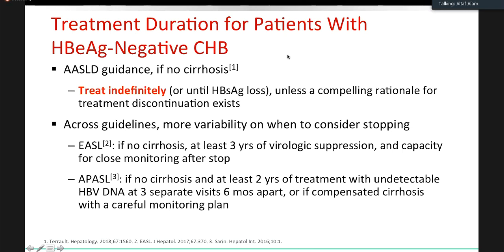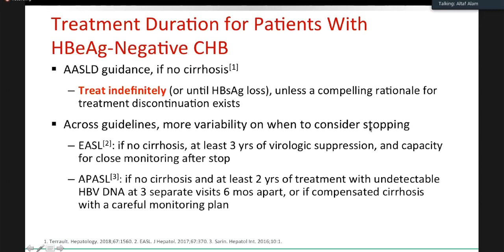What about E antigen negative chronic hepatitis B? In cirrhosis, once again, lifelong, long-term treatment. No cirrhosis, treat indefinitely. For all practical purposes, treat indefinitely, unless a compelling rationale for treatment discontinuation exists. Why do I say that? Because if you stop therapy, these patients require follow-up every month for 6 months with very expensive tests. And unless your patient can do that, there is no point in stopping therapy in E antigen negative patients.